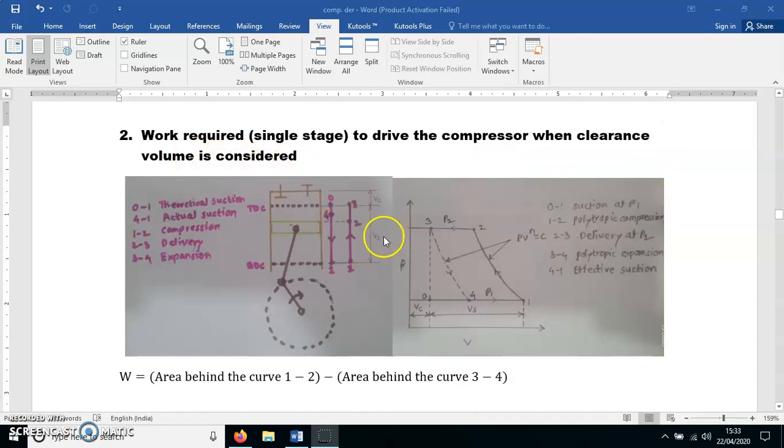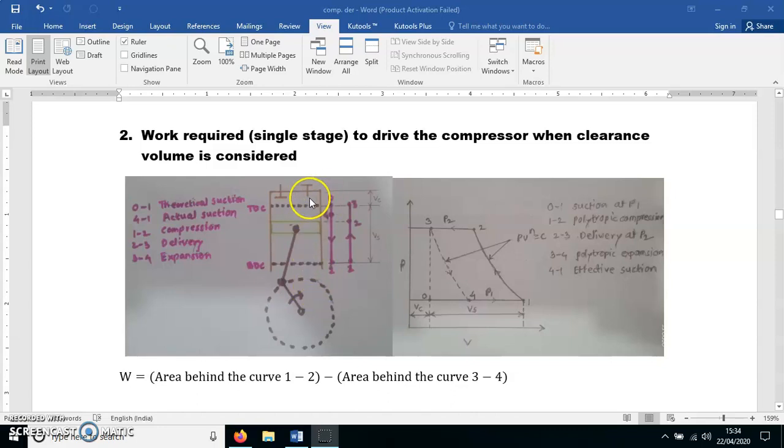Now let's try to understand the difference between clearance volume is neglected and clearance volume is considered. Clearance volume considered means it is a practical case. Just look at this figure. This figure need not be drawn when this question is asked in the examination. Only this figure you need to draw if the derivation is asked. This figure is not required. Why I have given here? Only for the clear understanding of the derivation.